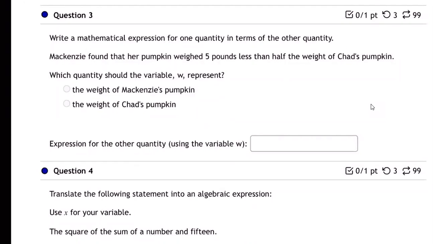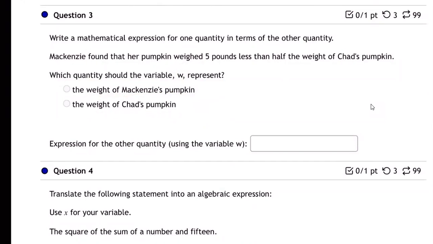Okay, so on number 3 here, write a mathematical expression for one quantity in terms of the other quantity. Mackenzie found that her pumpkin weighed 5 pounds less than half the weight of Chad's pumpkin. Which quantity should the variable W represent? The weight of Mackenzie's pumpkin or the weight of Chad's pumpkin?